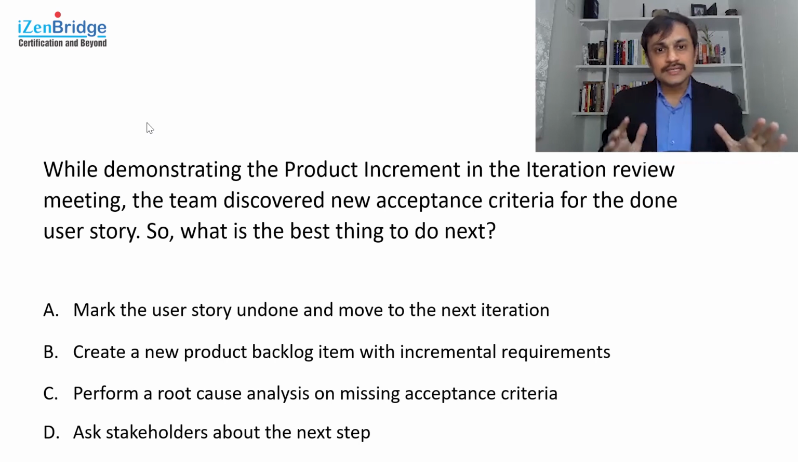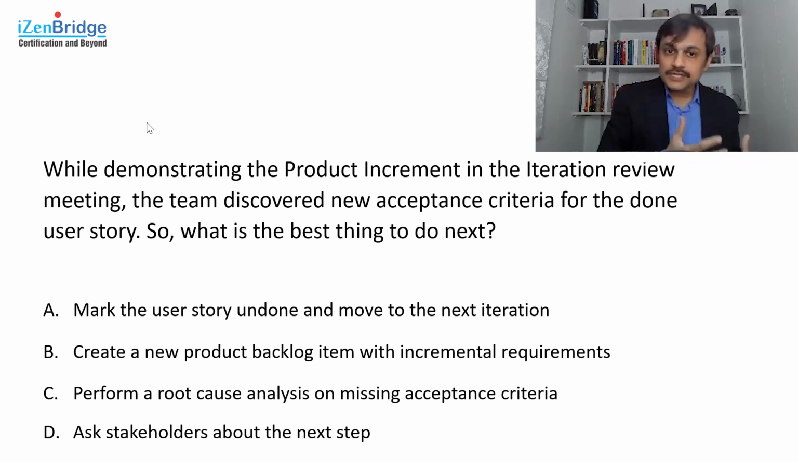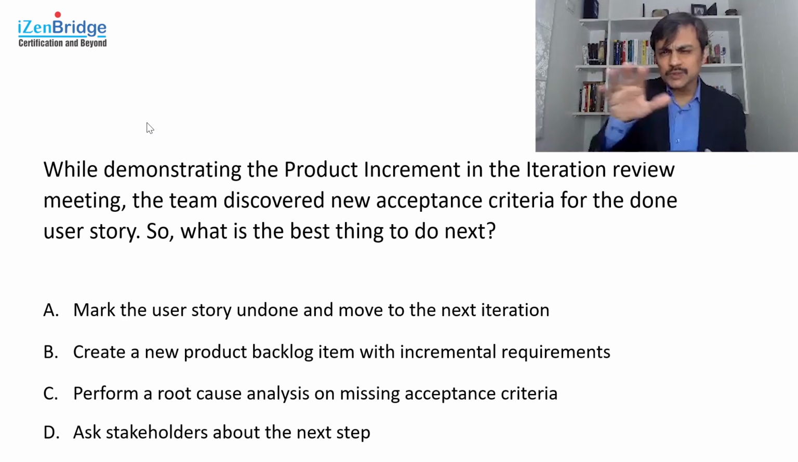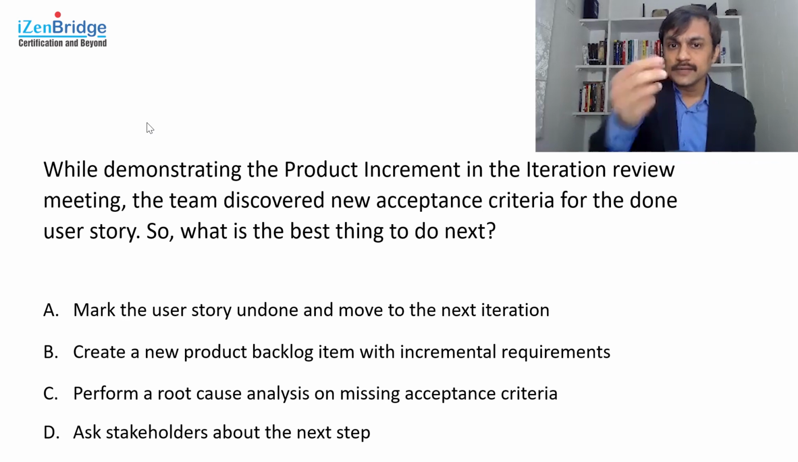So the situation here is that your team is demonstrating something in the iteration review meeting, and a few user stories or product backlog items got completed during the iteration. But now you have many stakeholders participating in the iteration review meeting, and one of the stakeholders may find that a particular thing is not yet at the level they expected it to be, and they want to add an incremental thing to it.